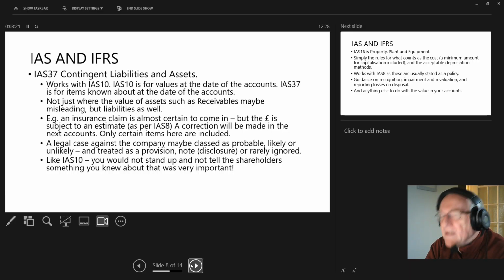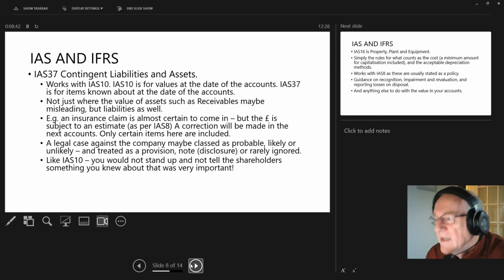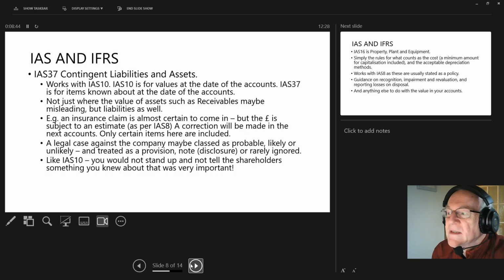So generally speaking, if it's an asset, we're less bothered about putting it into our accounts, because a bonus coming in is not going to get the directors in trouble with the shareholders, but a legal case that started and they were responsible for will. An insurance claim, okay, this is a contingent asset. It's almost certain to come in. We've sent it. We know we're going to get some money. It's an estimate, and we can deal with it as per IAS 8. We can make the correction in our next accounts if we've over or underestimated.